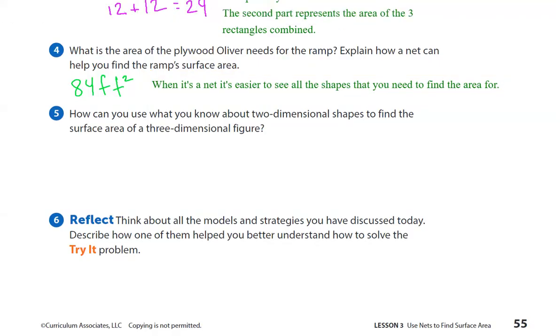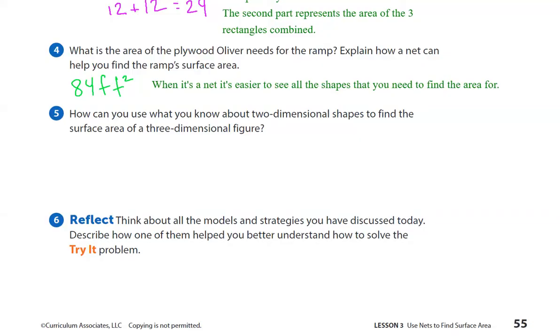Now, this is number 5, how can you use what you know about two-dimensional shapes to find the surface area of three-dimensional shapes? All right, let's think about that. Think about it before you copy what I put. So go ahead, pause, think of your answer, then look to see what my answer is going to be, see if it matches up. Okay.